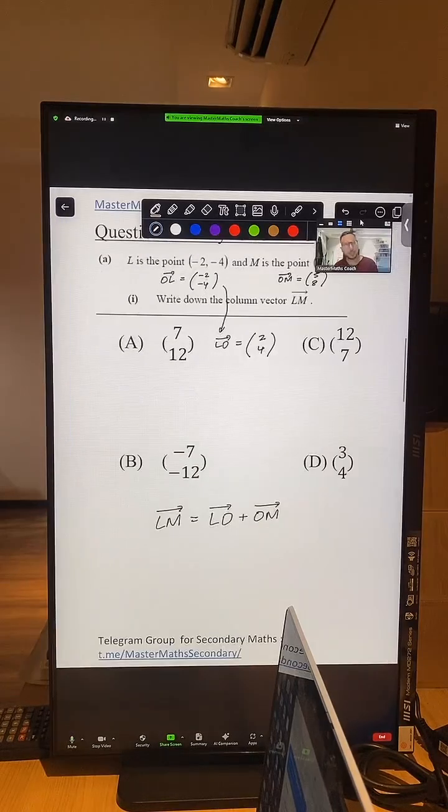Okay? I'm a bit rusty when it comes to vectors. I've not taught vectors in a long while, but I think this one I can remember this much. Okay, so LO will be 2, 4.